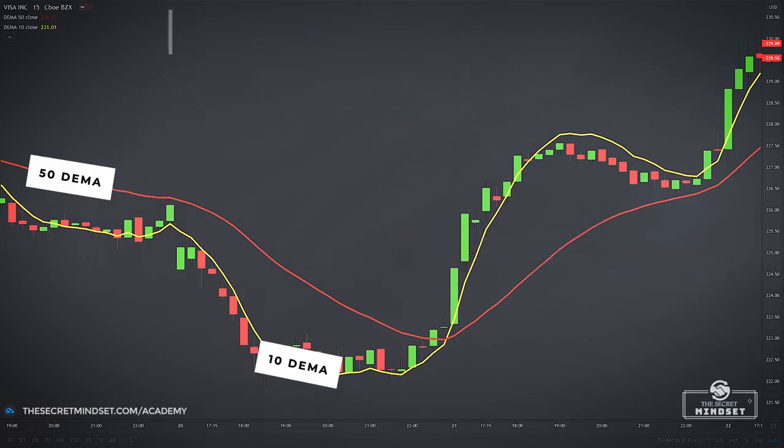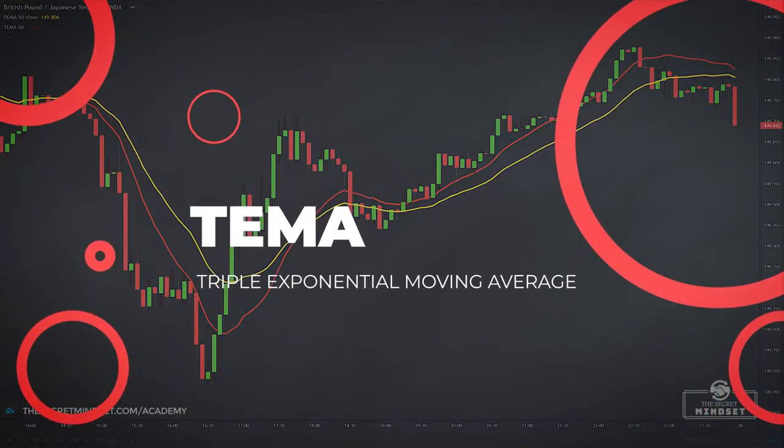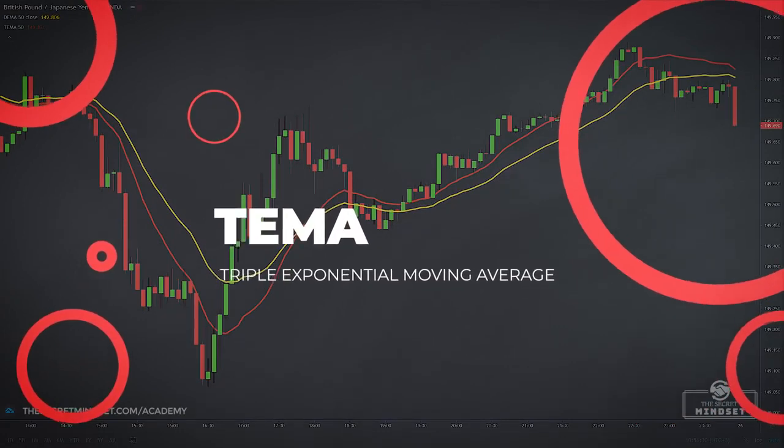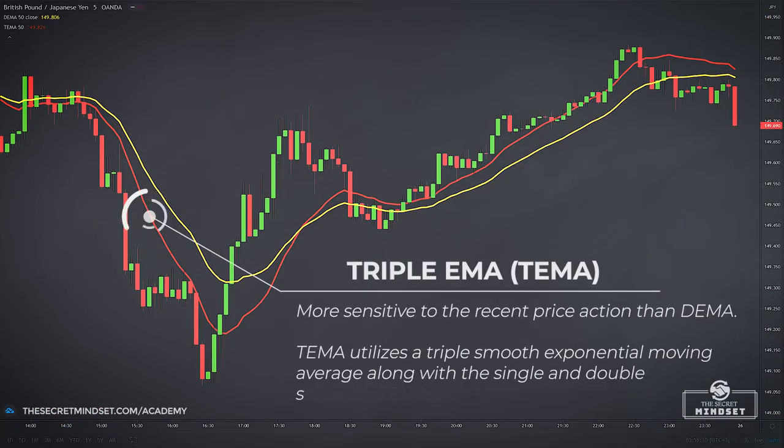What's the difference between the double exponential moving average and the triple exponential moving average? Essentially, the triple EMA utilizes a triple smooth exponential moving average along with the single and the double smoothed EMAs. There's no need to know the exact formula of the triple EMA, you just need to understand that this indicator will be even more sensitive to recent price action than the double EMA.